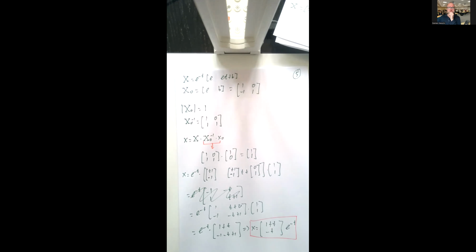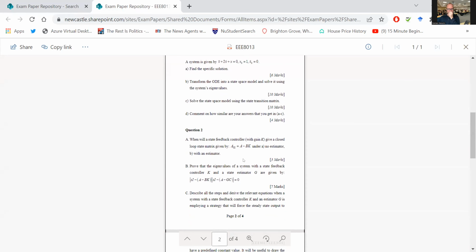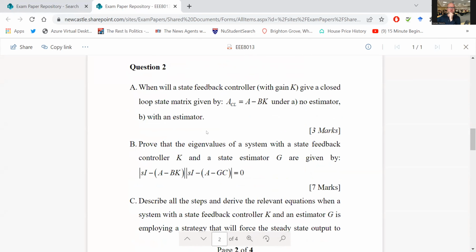Let's go now to see the second question. So we have covered all of these bits here. Now, let me go to question 2. In order for me to answer this, it is page 6. So let's see that. We have a state feedback controller that will give you this closed loop state matrix. When will this happen? Under no estimator and with an estimator. Okay, so let's see the answer to that.